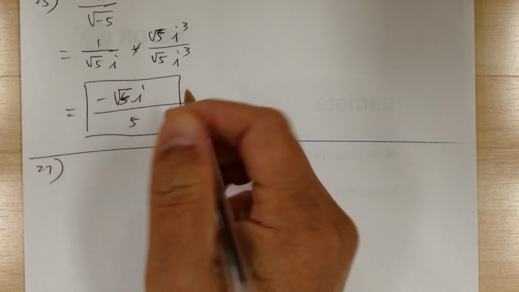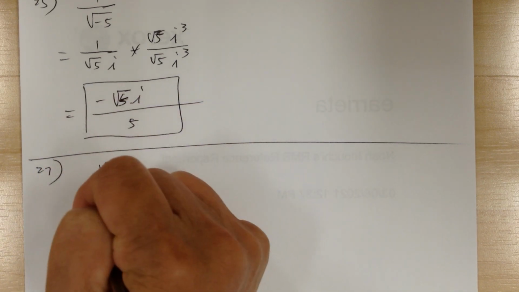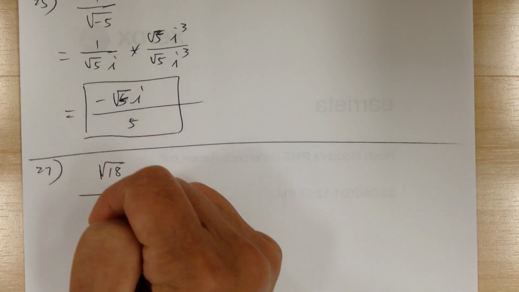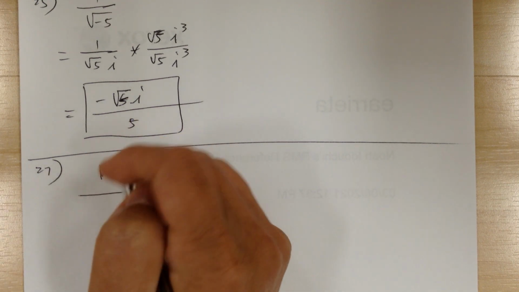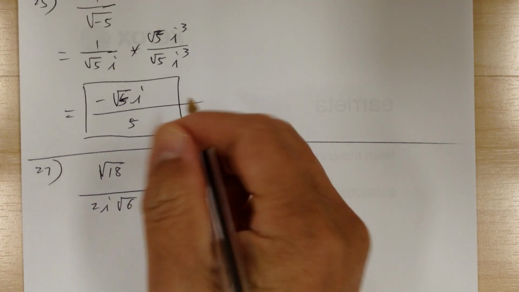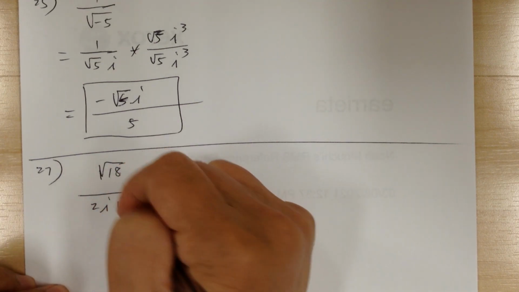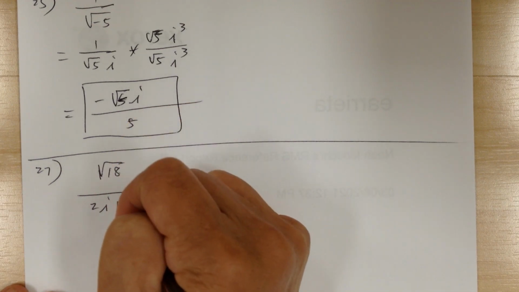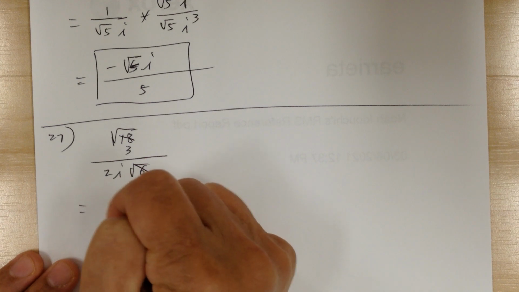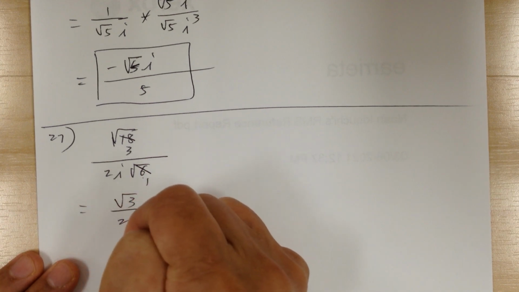Okay, 27. You got square root of 18 over... Notice I give a little bit of space over here because I want to have room to write all the things I cancel. So 2i square root of 6. Okay, so notice you got radical here, radical you can reduce. So divide by 6, you get 1. Divide by 6, you get 3. So this becomes square root of 3 over 2i.